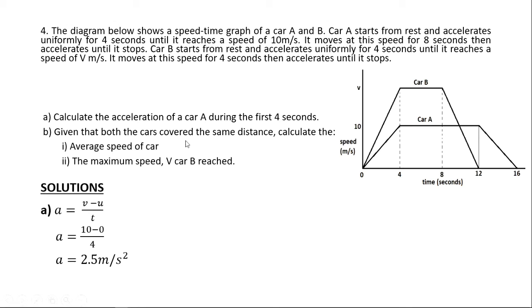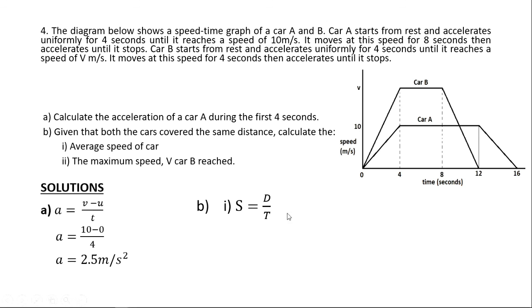Given that both cars cover the same distance, calculate the average speed of car A. So the average speed, first we have to find the distance from 0 to 16 seconds. So we have to get the area of that trapezium. From 4 seconds to 12, we have 12 minus 4, which is giving us 8. And then we have 0 to 16. So we have half A plus B times the height, which is 10. So if you solve the area of that trapezium, you will find that the distance is 120 meters.